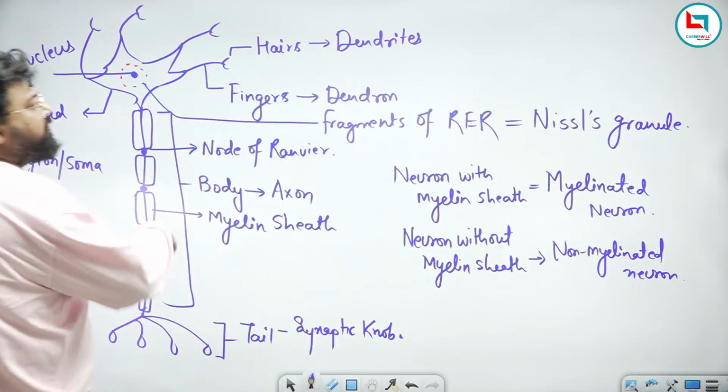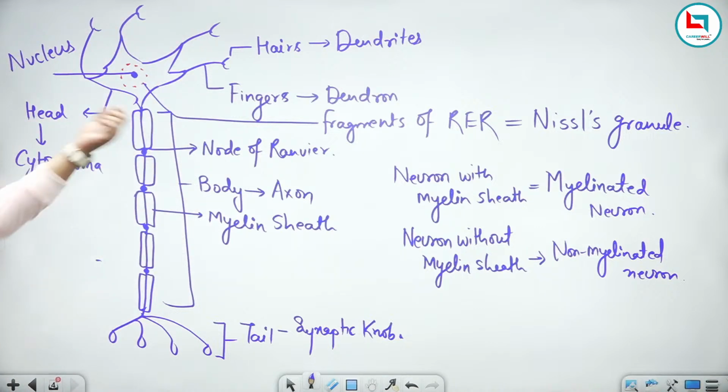So this is the structure of a typical neuron. Is that clear?